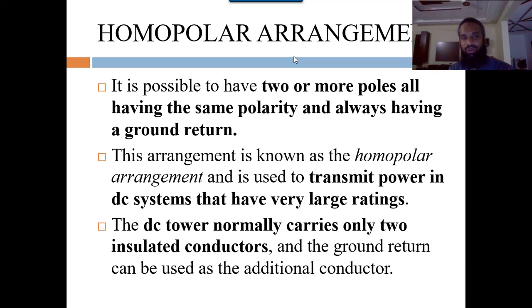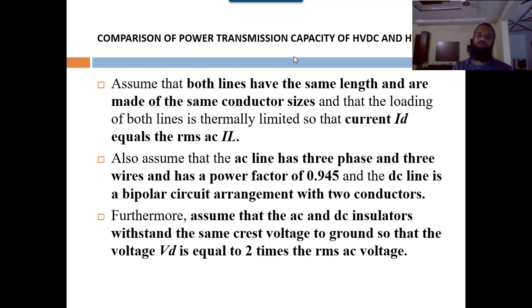So the third type is the homopolar arrangement. Homopolar means that if we use two or more than two poles, like in bipolar we use two poles, but all having the same polarity, then it is called a homopolar system. In a homopolar system, we transmit more power as compared to the bipolar system. But the DC tower normally carries only two insulated conductors, and the ground return can be used as an additional conductor. So we will prefer the bipolar system rather than the homopolar system.